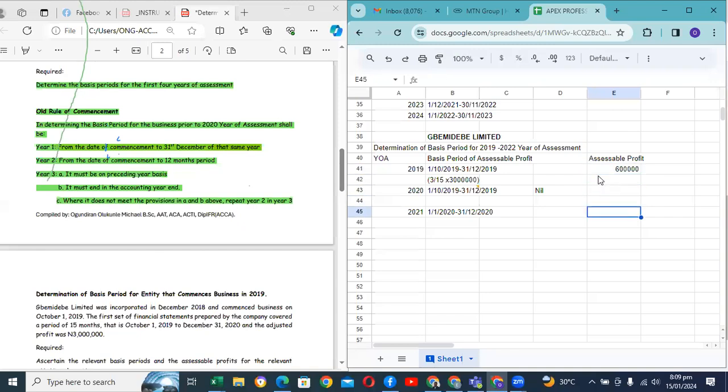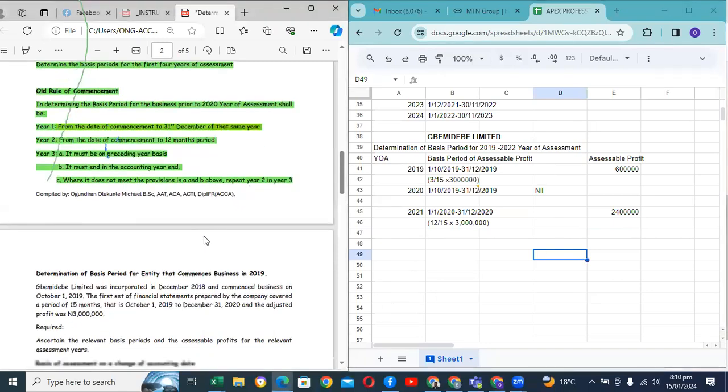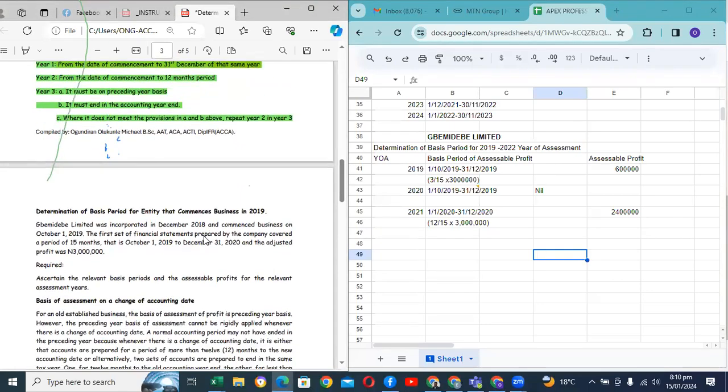We have nil here, so it means I'm going to the 2021 year of assessment. How many months are there between January and December? 12 months. So 12 over 15 times 3 million. So how much do you have? 2,400,000. And that will be the end of the question. Any question?